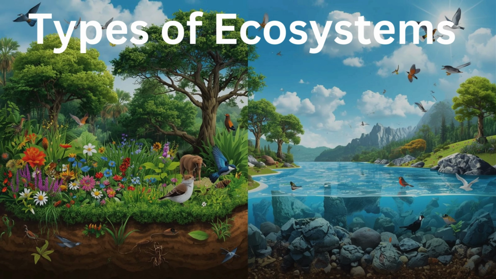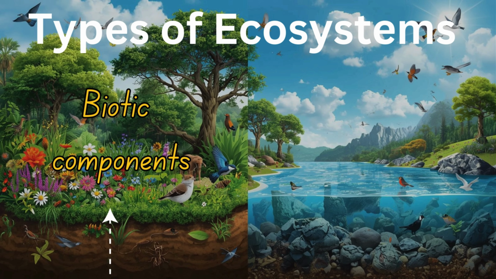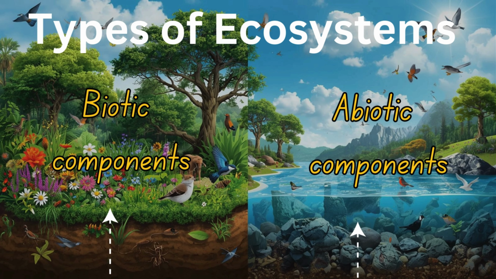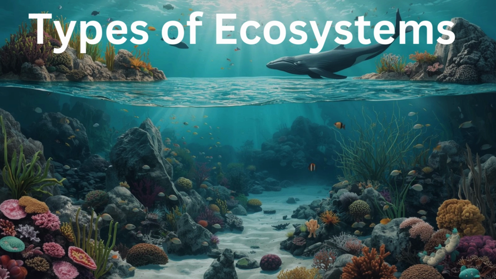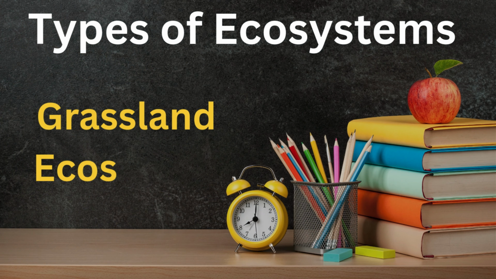This is what an ecosystem actually looks like. These are the biotic components, the living things, and these are the abiotic ones that basically shape the whole environment. And the mix of these two changes from place to place, which is why every ecosystem feels a bit different. Alright, so now let's start with the grassland ecosystem.